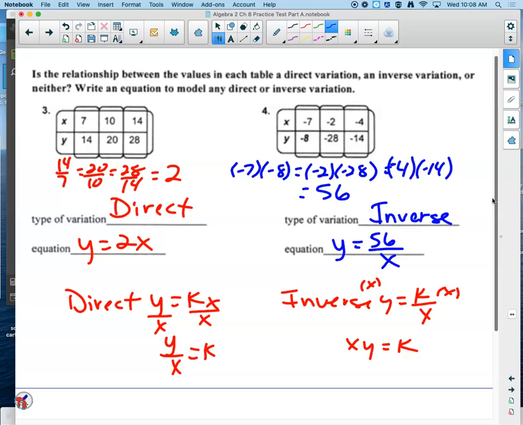is the test with different numbers, there's only 2, you should expect one to be direct and one to be inverse. We'd like to see that you understand both of those types of variation. So you probably are not going to see a neither, but there are different versions of the test, so be ready for it. If it's not division, you know it's not direct. If it's not multiplication, you know it's not inverse. Then your only other option is neither.